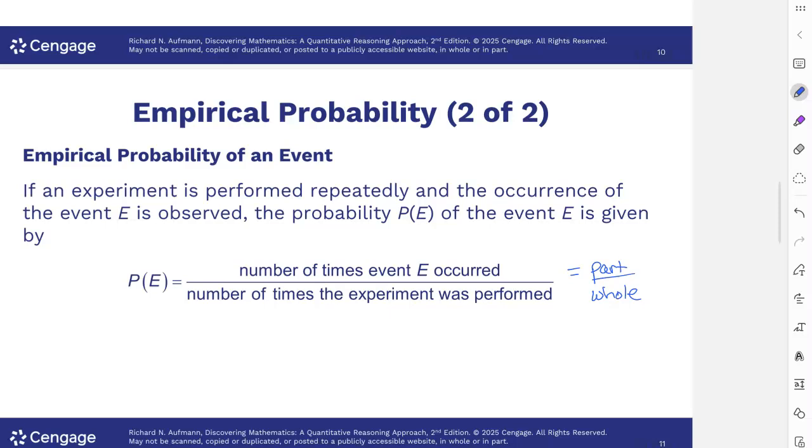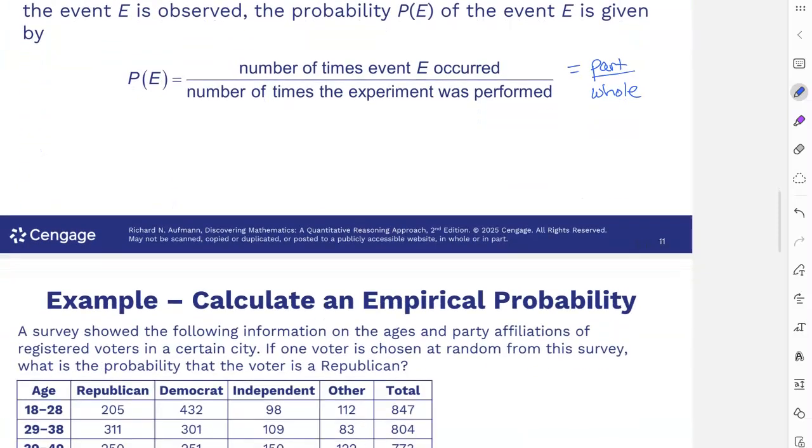So it's the number of times that event E occurred divided by the total number of times that the experiment was performed. So for our last example, that heads and tails, if we had 6 heads out of the 10 flips, then that experimental probability would be 6 out of 10.